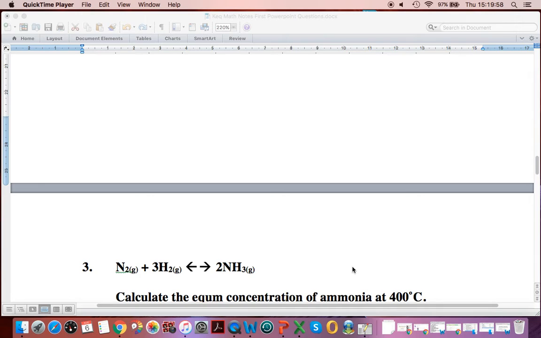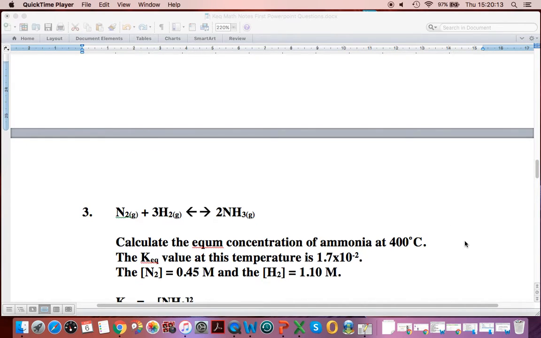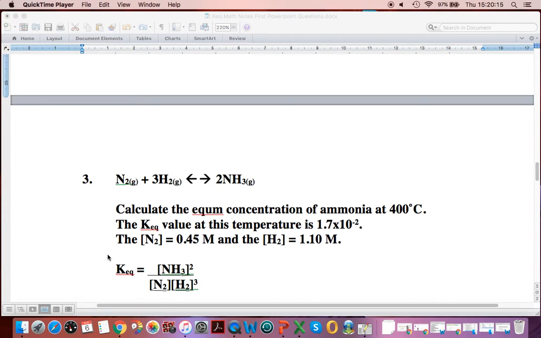Number 3, we got the same reaction, different temperature, different KQ value. This time we're given the KQ, we're given the concentration of the nitrogen, concentration of hydrogen, but we're asked to find the ammonia. The nice thing is we're already at equilibrium. That makes the calculations a lot easier. So we write out the KQ expression, but now we have to rearrange it because we have to isolate the NH3.